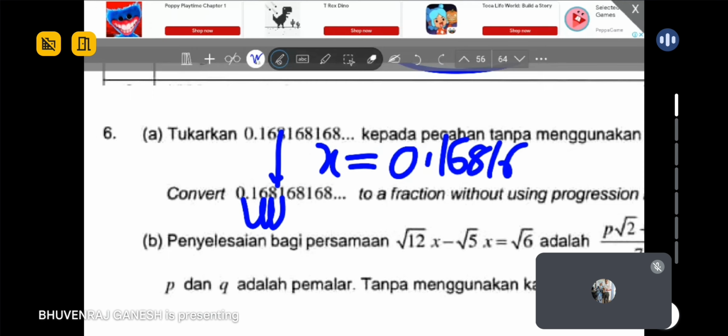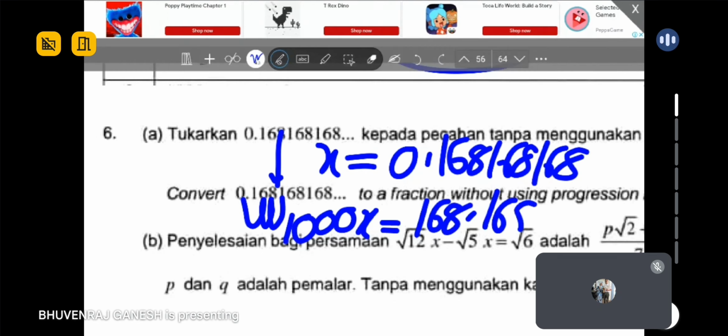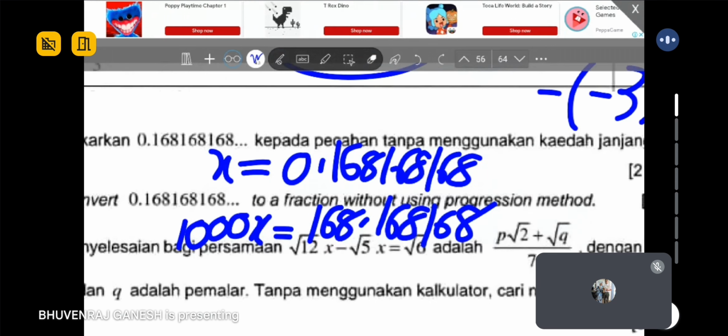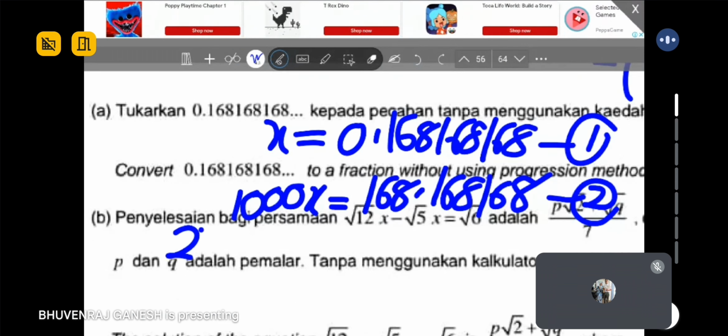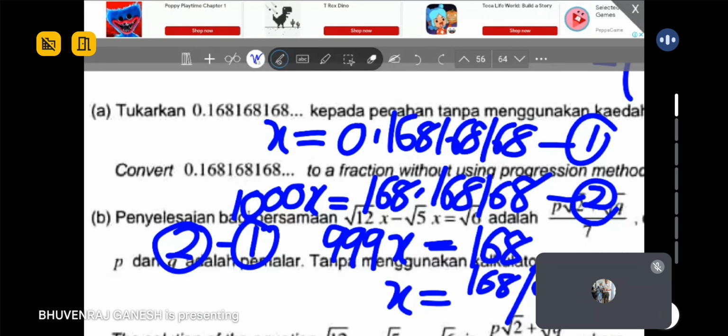So if you times 1000, first step, you can say x equals 0.168 recurring, and then 1000x equals 168.168 recurring. Do you understand this step? So why do I do it like this? Because I'm using the simultaneous equation concept. This is the first equation, this is the second equation. So I take 2 minus 1. The answer is 999x equals, press calculator, you should get 168. This is your answer. So x equals 168 over 999.